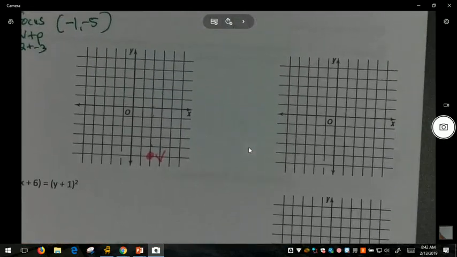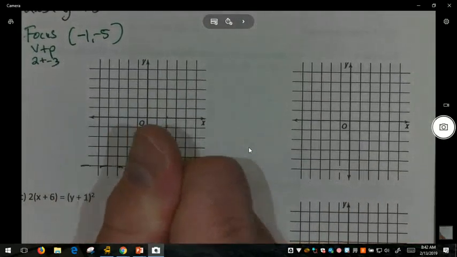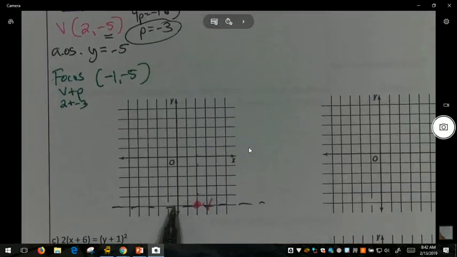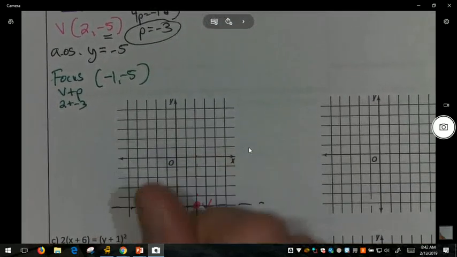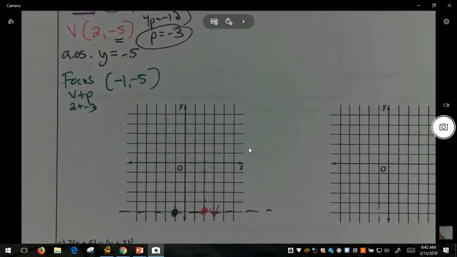So let's look at that. Our axis of symmetry has to be y equals negative 5. So here's my axis of symmetry. My focus has to be negative 1, negative 5. That's definitely going to open to the left because the vertex opens around the focus.